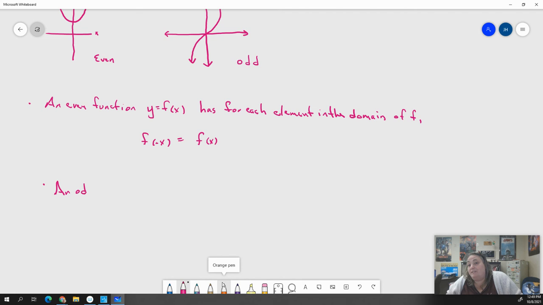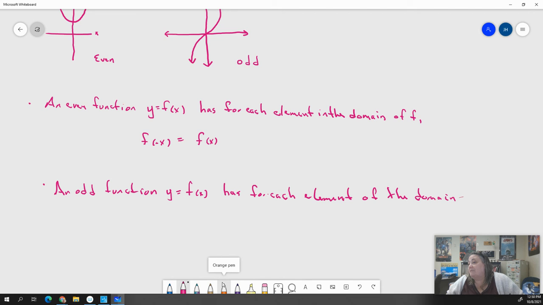An odd function, y equals f of x, has, for each element of the domain of f, f of negative x equals negative f of x. My hand is cramping. I've had a busy writing day today.